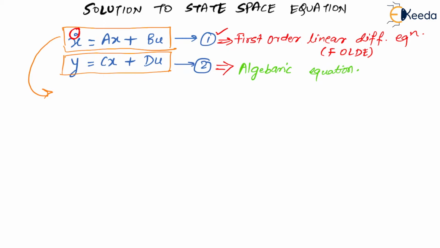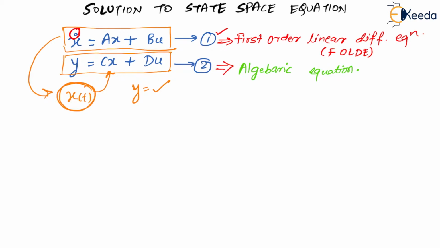The moment I am able to find the solution of this equation, I will try to find the value of x of t from here, and then I can simply replace it here, and then I can get the output y. Am I right? Yes. So now let us try to do so.